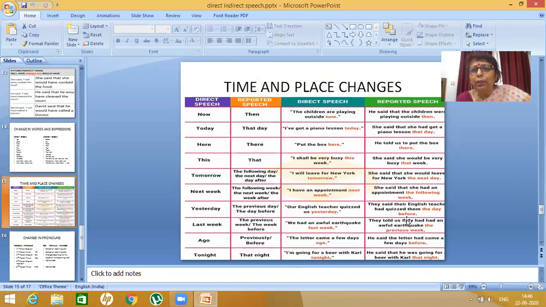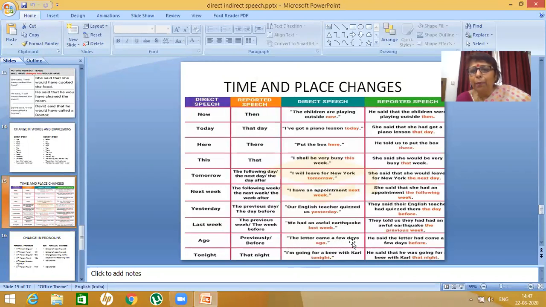Yesterday changes to the day before. Our English teacher quizzed us yesterday. They said the English teacher had quizzed them the day before. We had an awful earthquake last week. They told us that they had an awful earthquake the previous week.